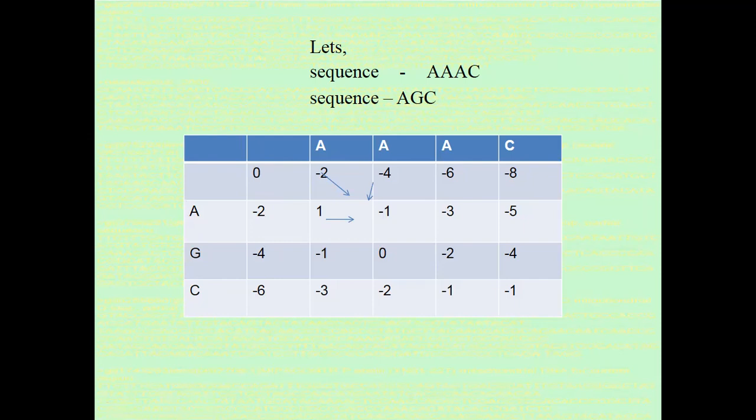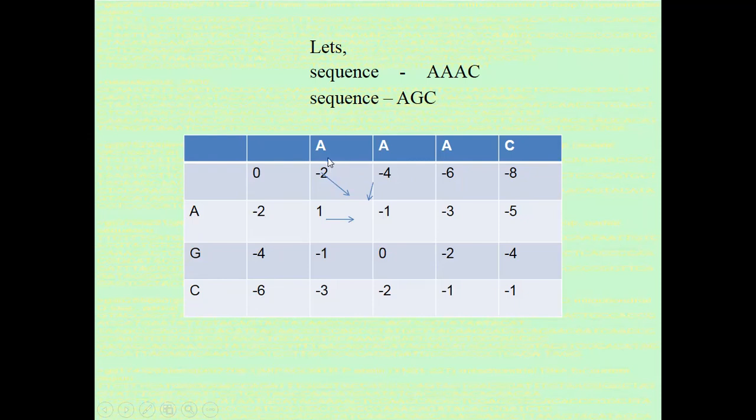If there is a gap, we have to add -2 to the previous value. So with this 0, we have to add -2. Then to -2, we add -2, and it is -4. For this -4, we add -2 again as a gap, -6, -8, and similarly, we fill this column also.